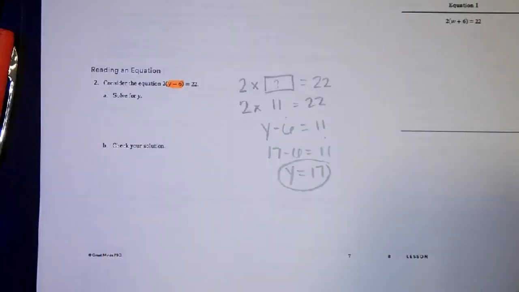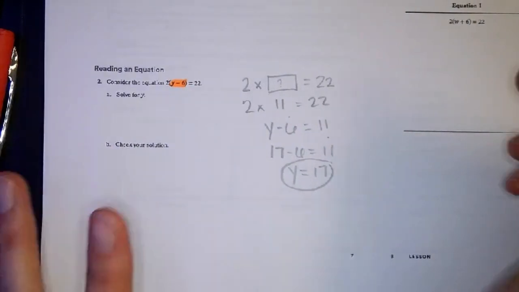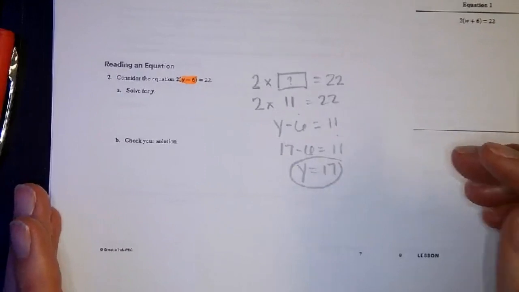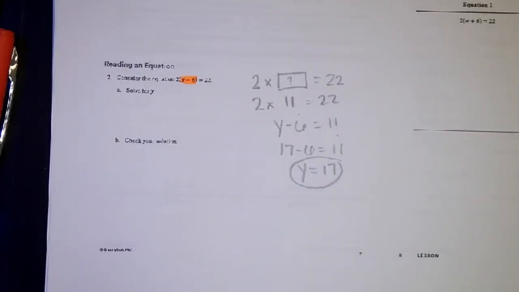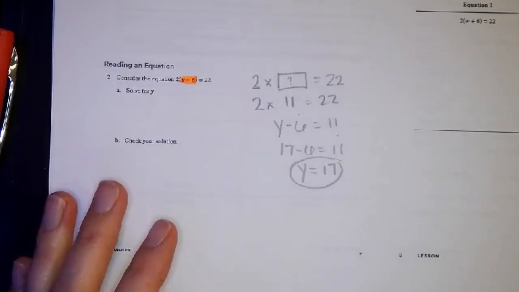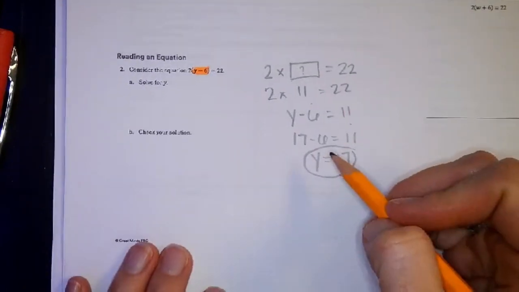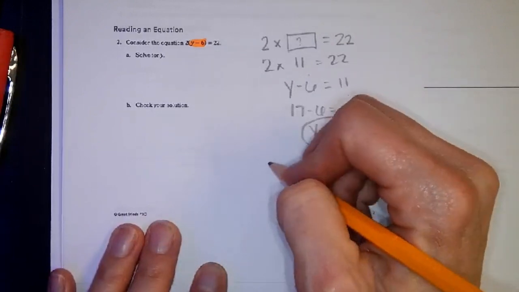Now, is that the only way that we can solve this problem? Absolutely not. There are 2 other ways that we can solve this problem. There's the way where you can distribute the number, or you can divide by 2. So you have the option of choosing which way works best for you. I'm going to show you both ways just so that you can know how to do both of them.